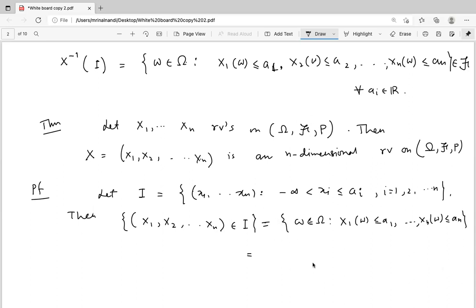And now what is this? This is nothing but the intersection of all such sets. The comma means it is just intersection: the intersection of all such omega in Omega such that Xk(omega), or you can write Xi(omega), is less than or equal to a_k, for k equal to 1 to n. All these sets are in the sigma algebra, and therefore the intersection is also in it. Since it is, we know that if the inverse image is in the sigma algebra, then it is a random vector or random variable. The definition of a random vector is that for every Borel set the inverse image is in the sigma algebra, but we know that if we can prove it for every interval, then it is true for all Borel sets. So this is the proof.